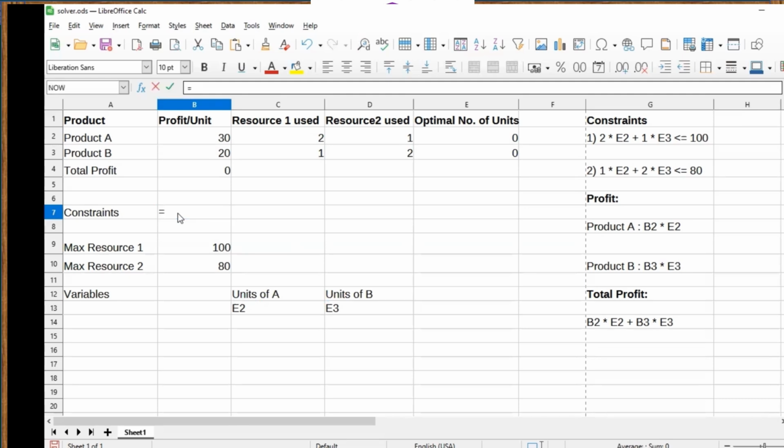Now, let's create the constraints or the conditions to be implemented so Solver uses them to find the optimal solution. Here is constraint 1, which is the resource 1 units used by product A multiplied by optimal units of product A, plus the resource 1 units used by product B multiplied by optimal units of product B. Similarly, constraint 2 is defined.